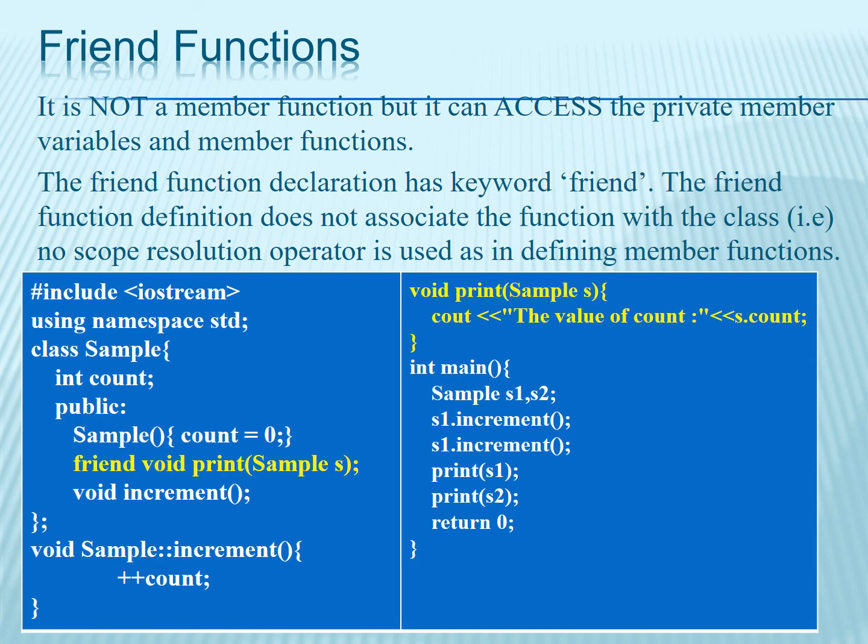In the main function, we declare two objects S1 and S2 of type sample. To print the value of count in the objects S1 and S2, we use the function print, which is a friend to the class sample.